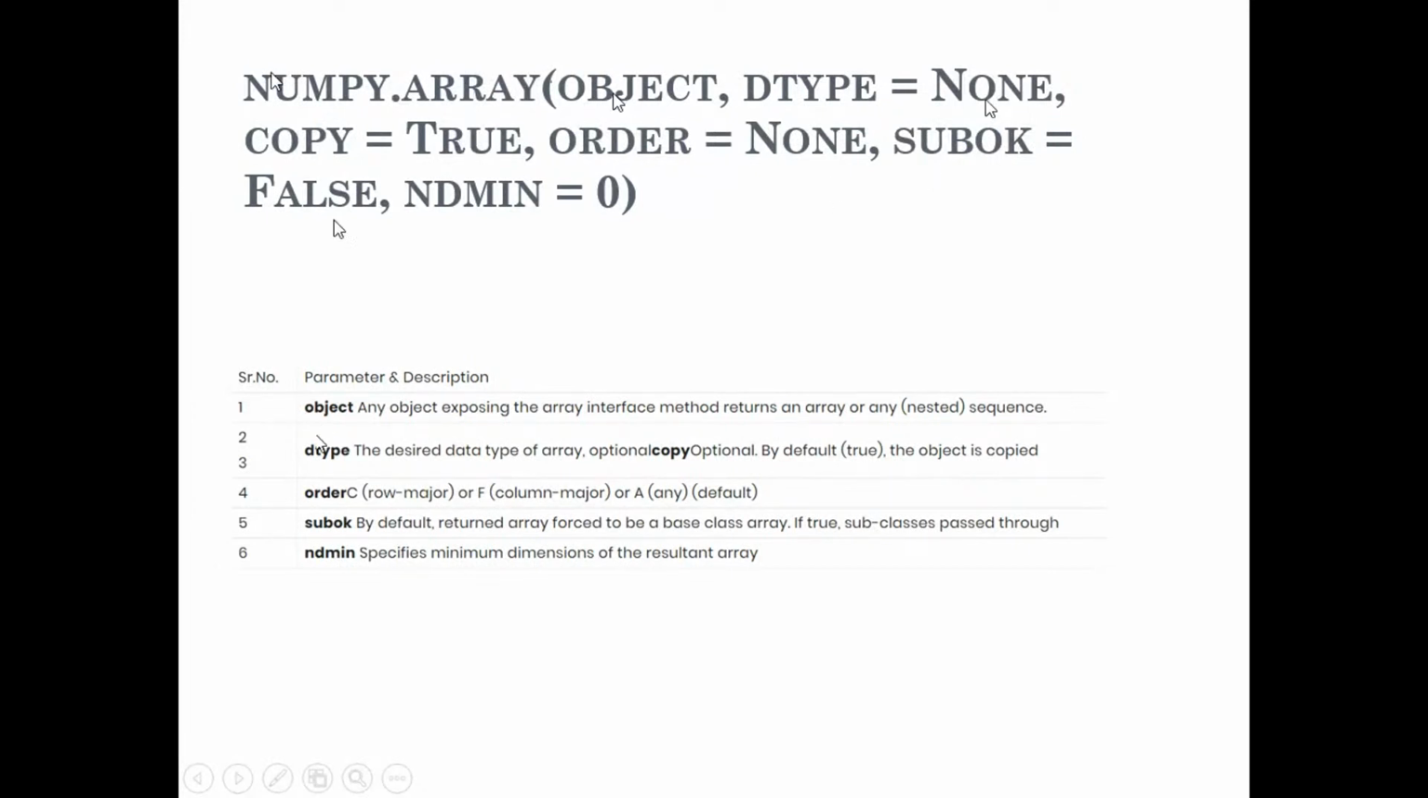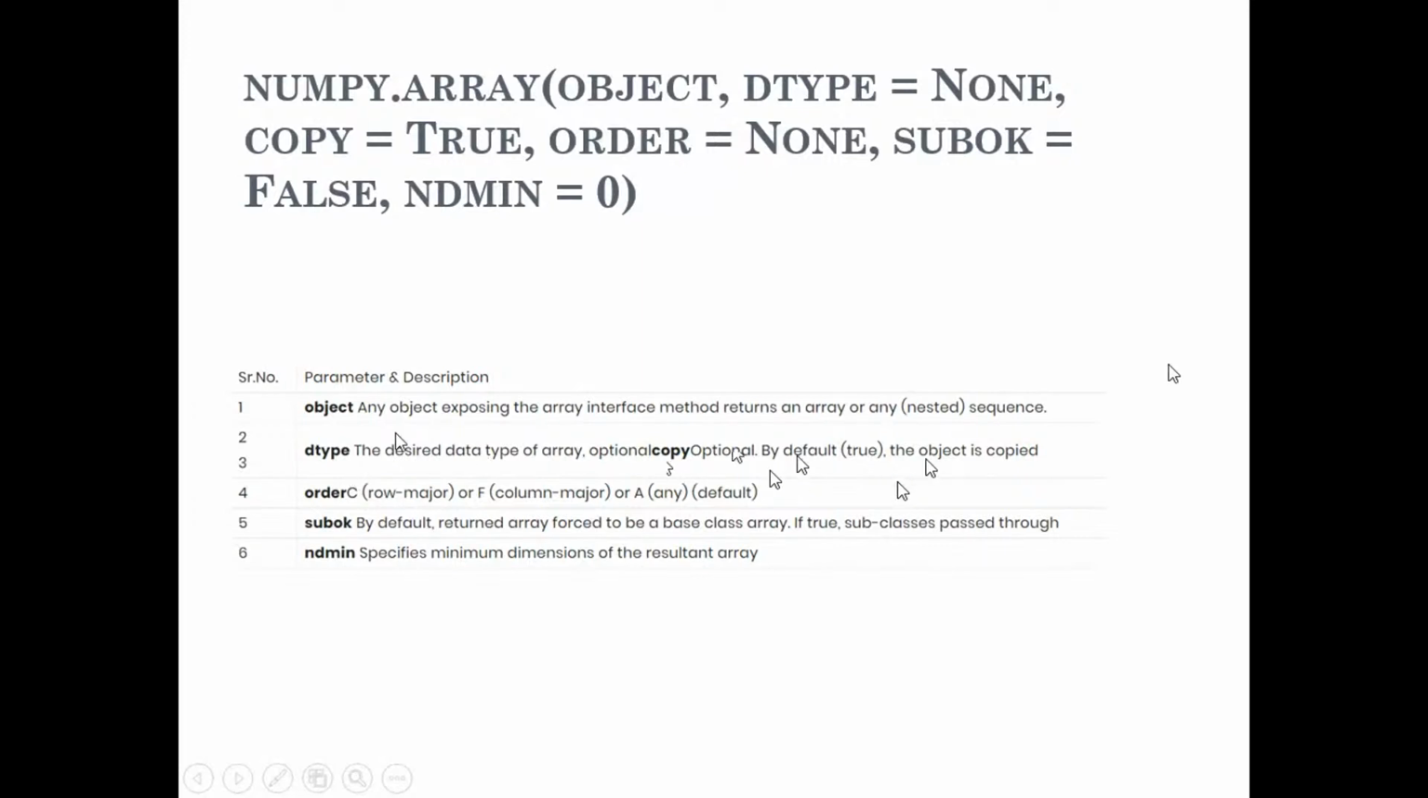First is the object that you give as a parameter: any object exposing an array interface method that returns an array, or any nested sequences. You can have any type of data structure that gives you the capability to store those elements. Then we have dtype, the desired data type of the array, and copy, which is optional.